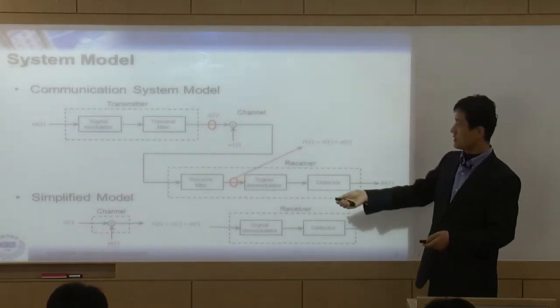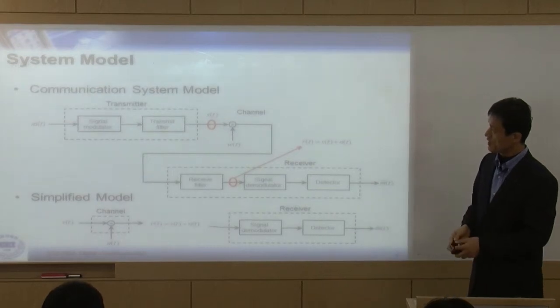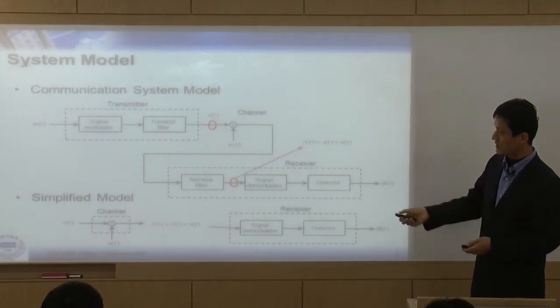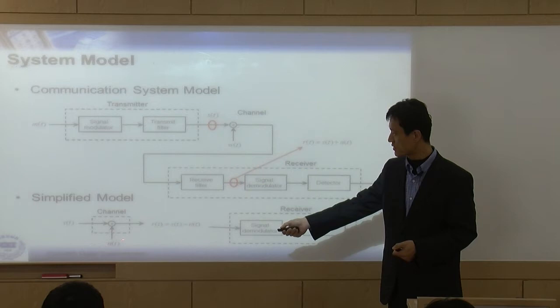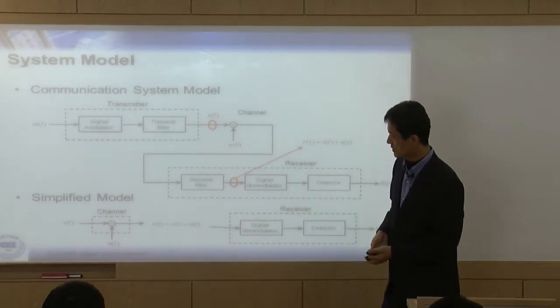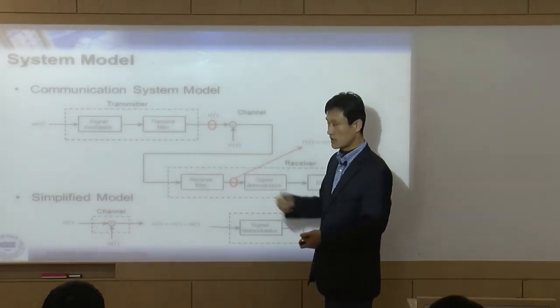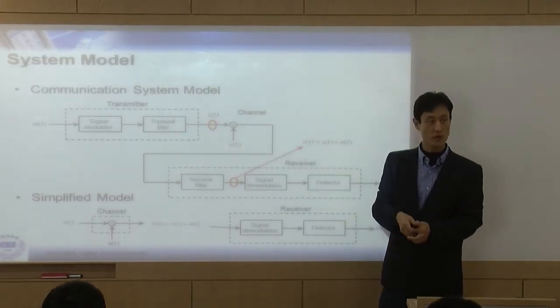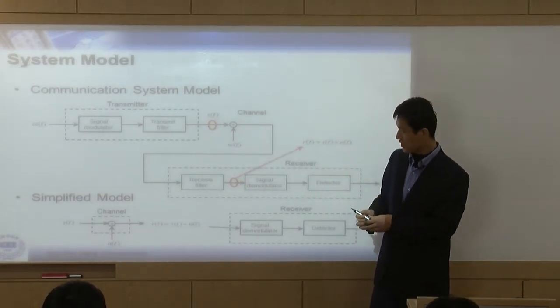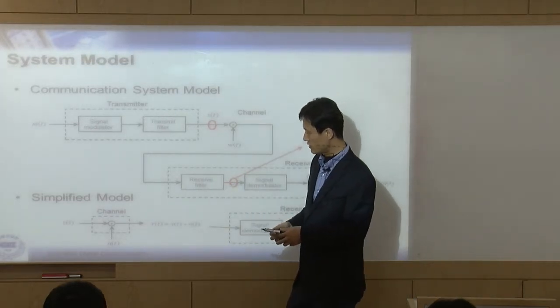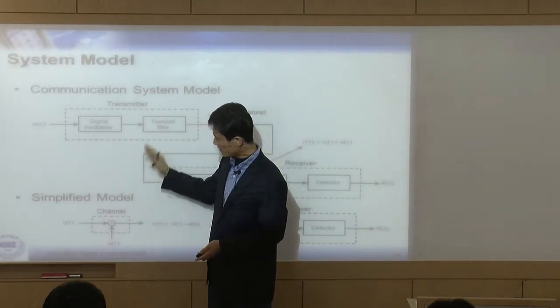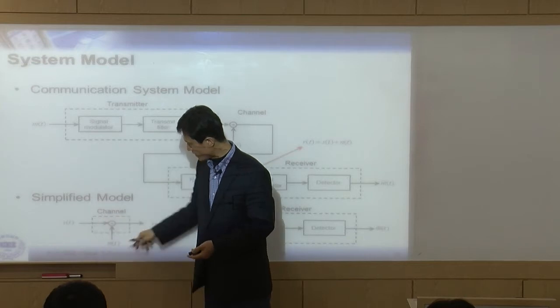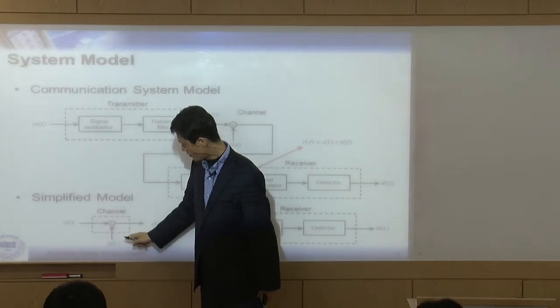These are some detailed communication system models, but we can simplify this whole picture into this one, right? So remember the difference between W(t) and N(t). We have two different noises, right? Because we have a filter here at the receiver. So if we simplify this whole picture, then we can simply write it this way.